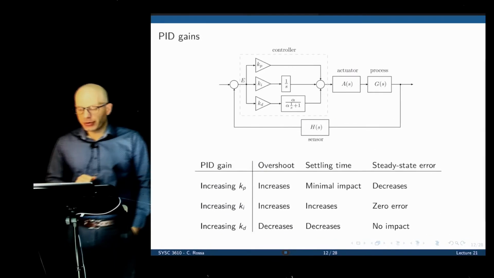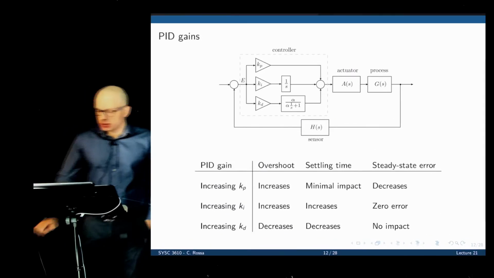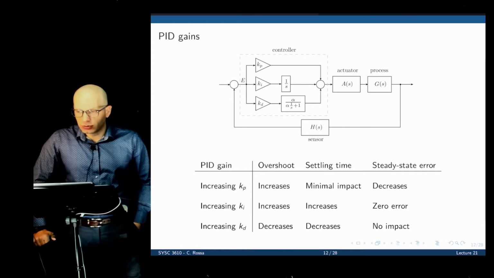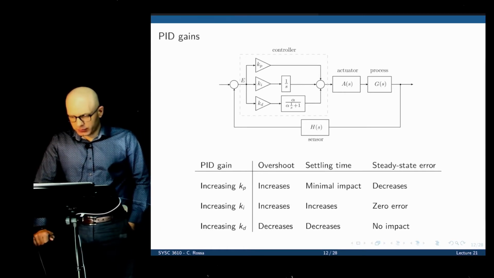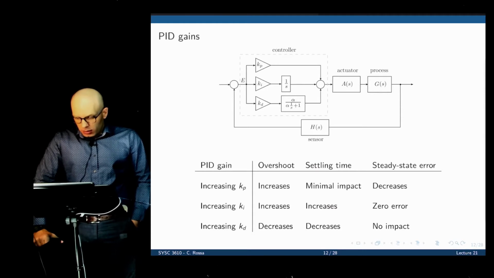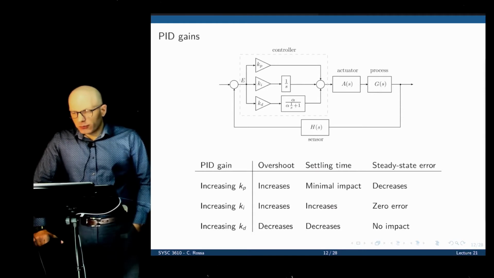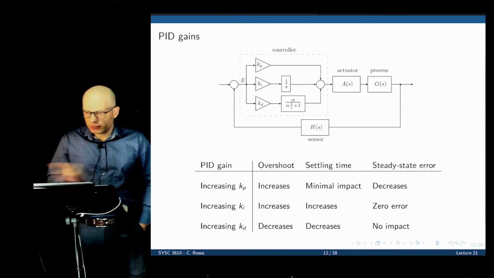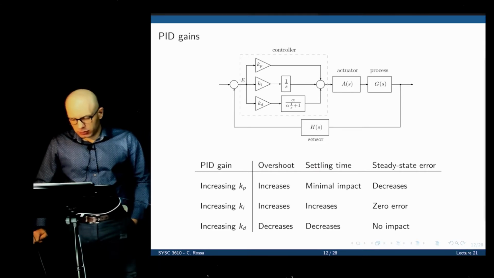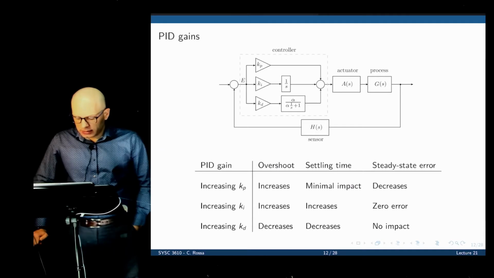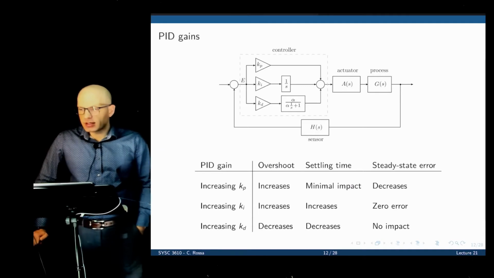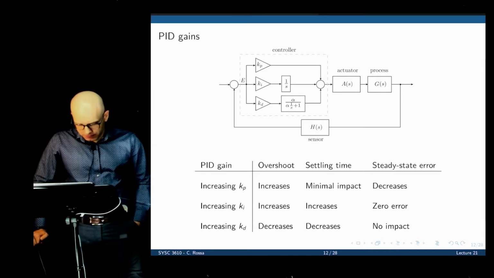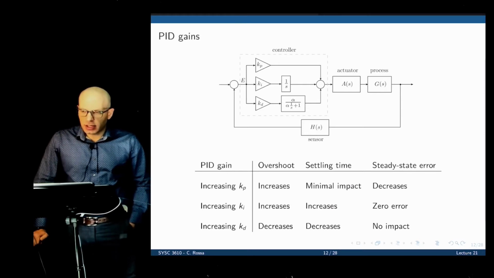So here is the summary of what each of these gains do. And this needs to be very clear. So let's start with the proportional gain. If we increase the proportional gain, overshoot increases. Now we can see that from the equations we just did as a function of Kp. Settling time has minimal impact, although we may tend to increase the settling time a little bit. And we'll make the steady state error decrease.